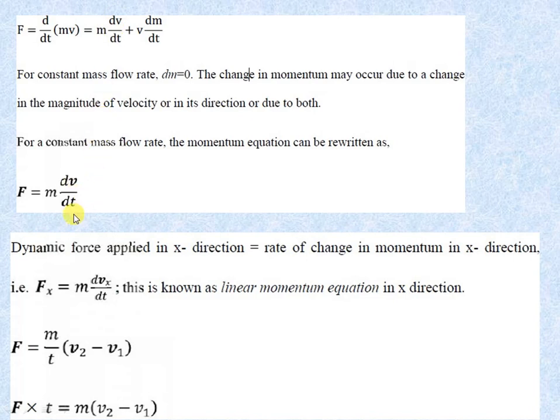Again, dv by dt means what? If you convert dt into t, and dv means v2 minus v1. So you can see that F is equal to this mass, and we convert dt into t because it is a time interval, and dv is v2 minus v1. Again shift this t to the left side, and we will get F into t is equal to the mass times the final velocity minus the initial velocity. So the dynamic force applied in the x direction is the rate of change of momentum in the x direction. Just remember this equation. This equation is known as the impulse momentum equation.